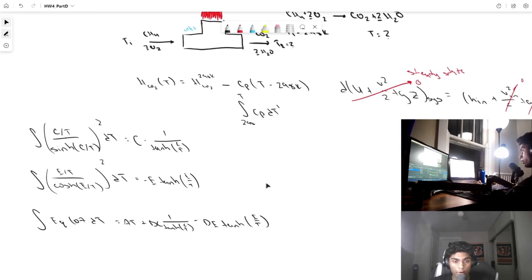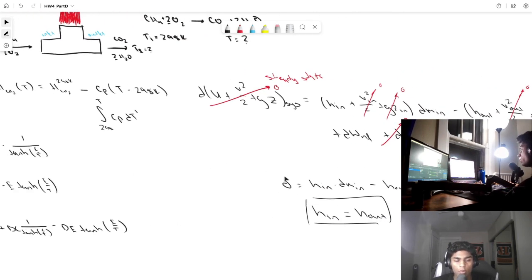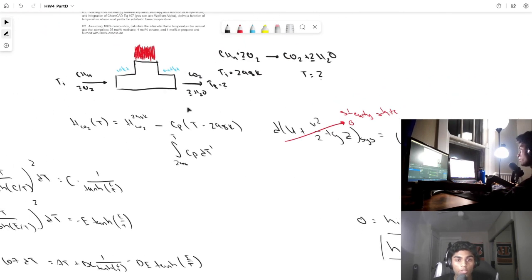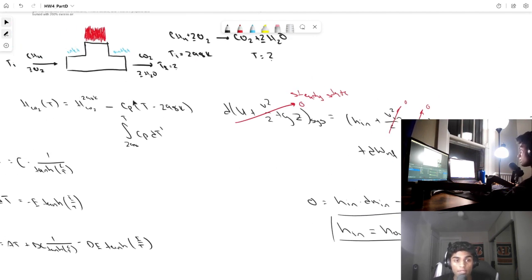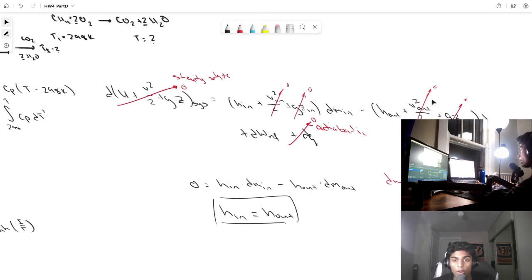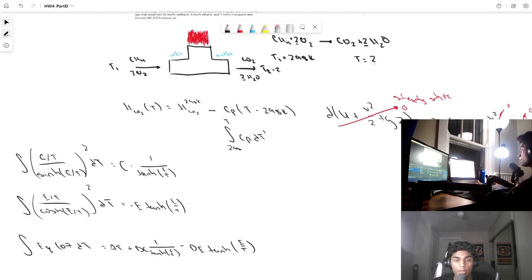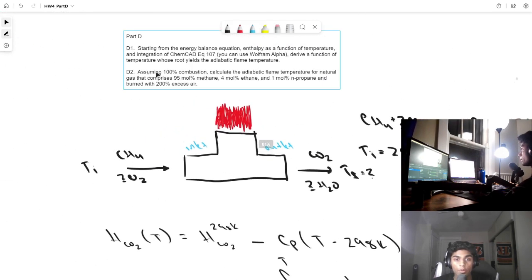So now what we have here is the integrals of our equation 107. We have our equation for the heat of formation, or I guess this is the equation for the enthalpy, and we also have our energy balance equation. Now, what we are going to end up doing is we'll assume 100% combustion, and we're going to calculate the adiabatic flame temperature for a natural gas that comprises 95% methane, 4% ethane, 1% propane, and 200% excess air.